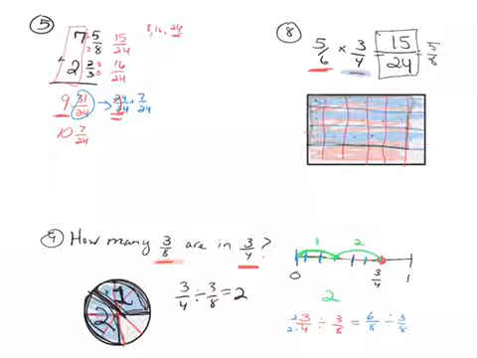When the denominators are the same, I'm just going to divide my top two numbers. 6 divided by 3 is going to give me 2. So any way I do it, I end up with an answer of 2.